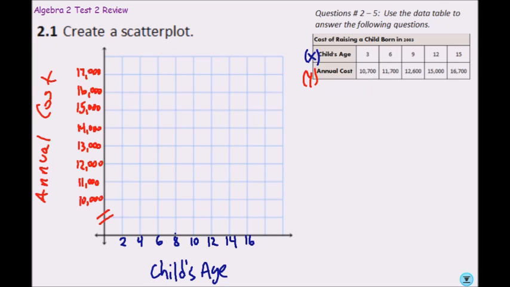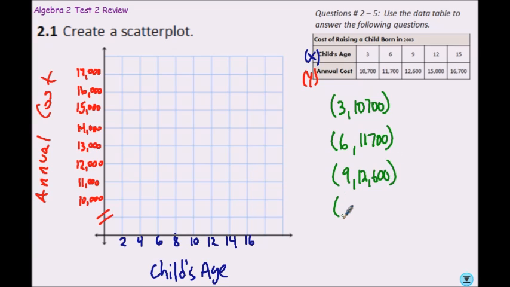10,000, and if it helps you, you could rewrite these things because this is really what it's saying. I know that the table is written horizontal, or it's written across, but really, if we wanted to look at it another way, these are the ordered pairs, or these are the points that we're going to be plotting, right? And so the plot part, that's where the scatter plot comes in. And so 12 and 15,000 and 15 and 16,700.